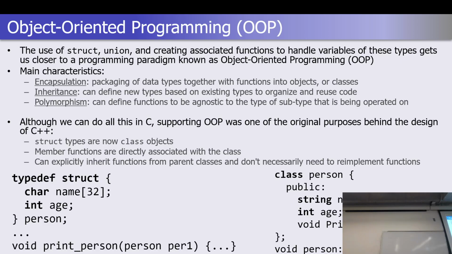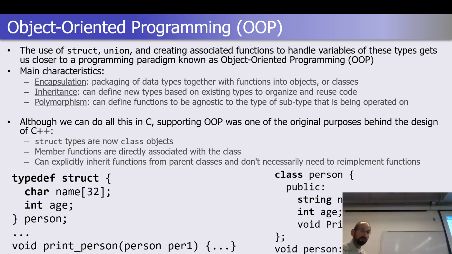syntactically, we're doing something very similar, except we're directly associating the functions with the type itself. You could still have written print person as a separate function, but instead in C++, what you would do is create a class, which is effectively just still a structure type: the name of the structure, the name of the object we're creating, the various components associated with the data stored in that structure, as well as what functions are defined to be directly associated with that structure.